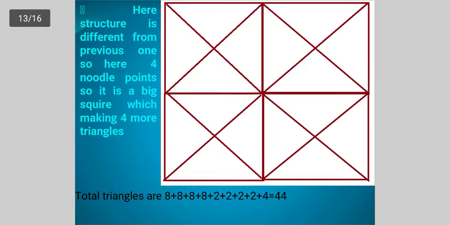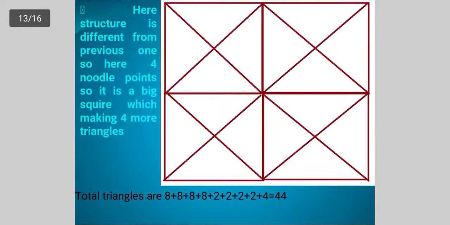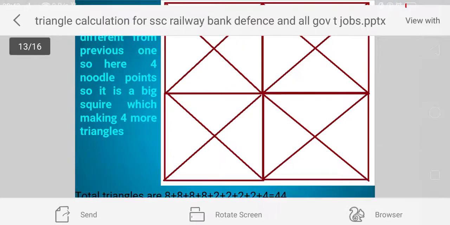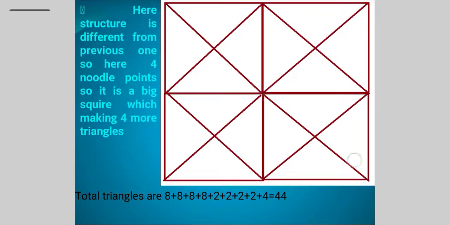This figure is more complicated, but I will tell you how to solve it. In this figure, there are a total of 8 rectangles. So 8 plus 8 plus 8 plus 8. Then there are 4 nodal points. 1 nodal point, 2 nodal point, 3 nodal point and 4 nodal point. On these nodal points you can see 1, 2, 3 and 4.